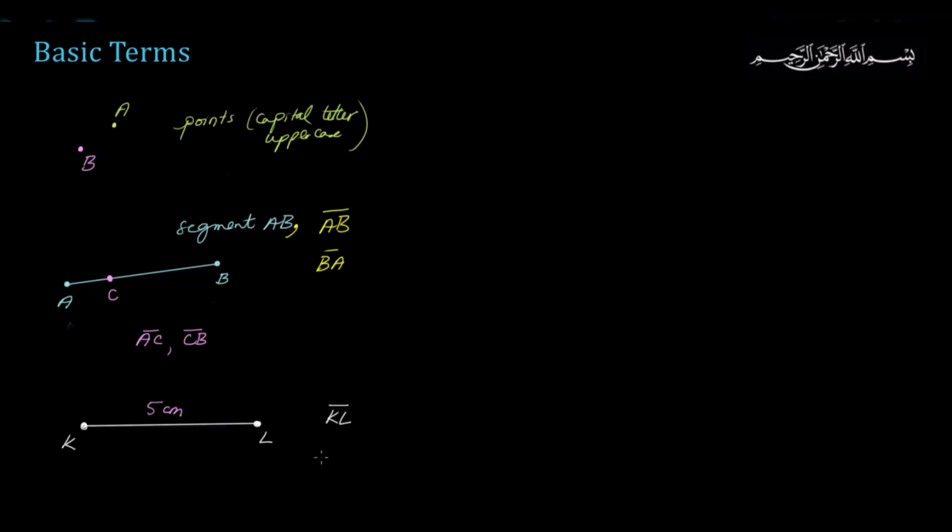Now we say that by saying the measure of the segment KL is 5 centimeters like this. So this is a short way of saying the measure. The M here stands for measure. Okay. So the way you would read this is the measure of segment KL equals 5 centimeters. Now, this is still a little cumbersome for us. So instead of saying measure of KL, we simply say KL is equal to 5 centimeters.